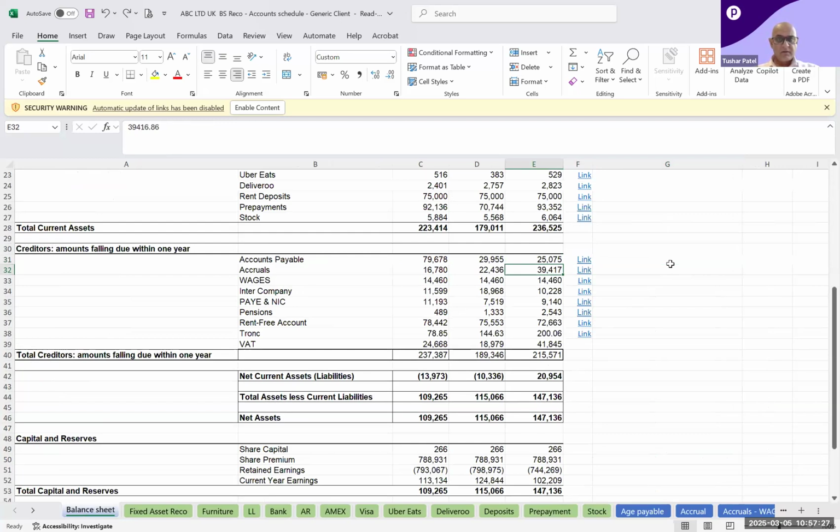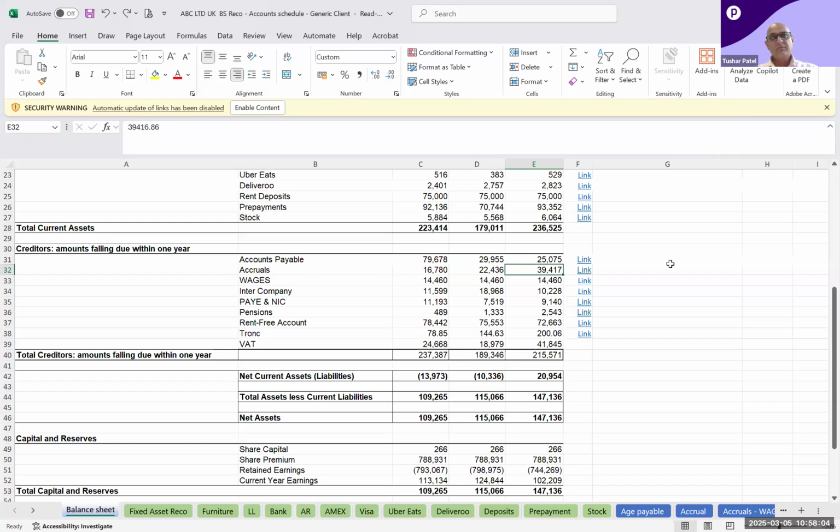Next, we've got accruals, which is the opposite, to some extent, to a prepayment. A good example would be power utilities, where you're using electricity, gas, water, on a daily basis, but they do not charge you straight away. They produce either a monthly bill that doesn't match up with your balance sheet date, or a quarterly bill that they send through.